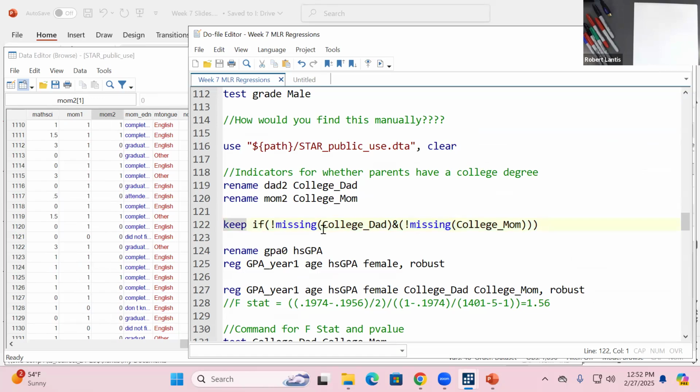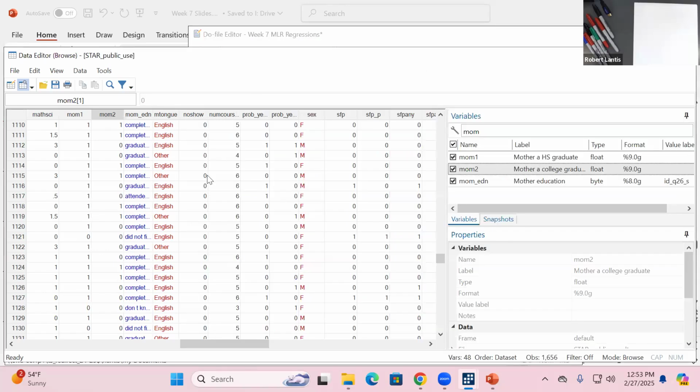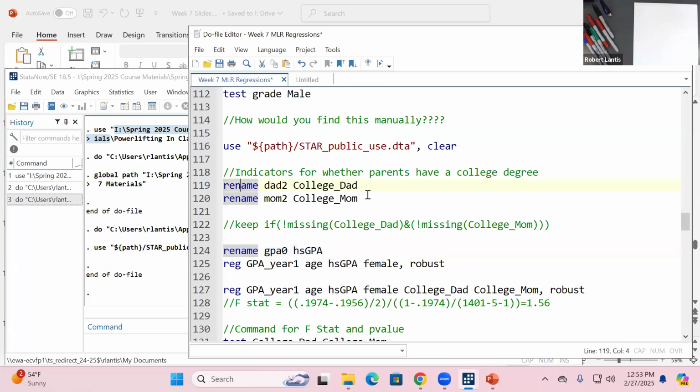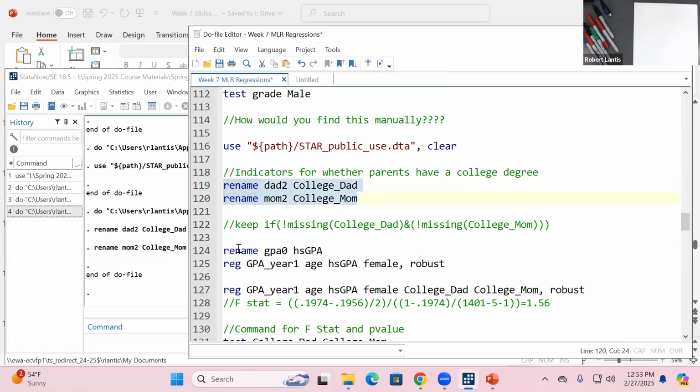Okay, so in fact, just to make sure, I'm going to turn it into a comment for right now. I'm going to rename this other variable. Did I already do this? Okay, I didn't rename these, so I'm going to rename these college variables. I'm also going to rename this GPA 0, which is basically what their GPA was coming into college, or their high school GPA. So what I'm going to try to do is predict their GPA in year one, or their freshman year GPA, just based on their age, whether or not they were female, and their high school GPA.